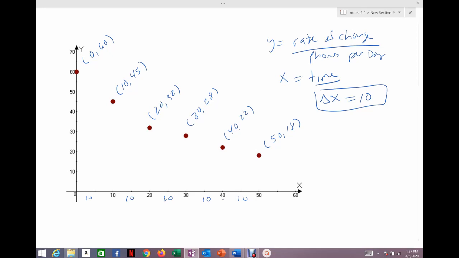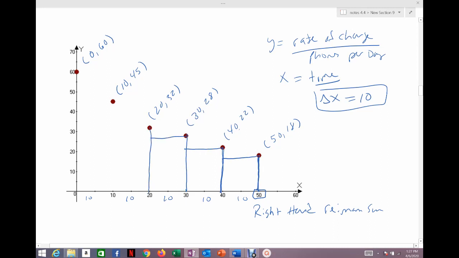Now I'm going to start on the right side. This is the right-hand Riemann sum, meaning I'm going to draw my rectangles from the right. Meaning to the right, I'm going to start at 50. 50 is where I'm starting, on the right side. And so I draw my rectangle using the 50 as my height. And then the next one starts at 40, 30, 20, and then 10. And there are my rectangles.